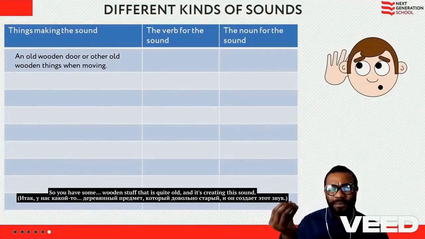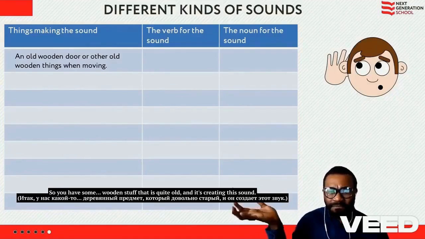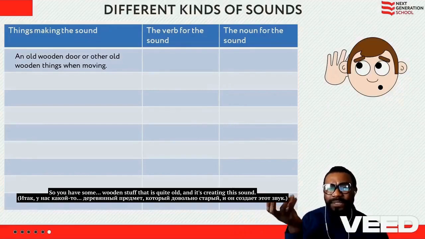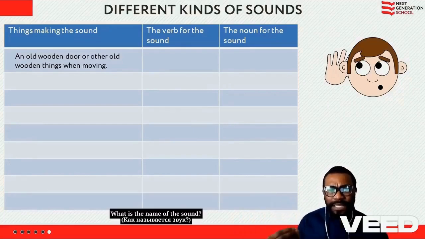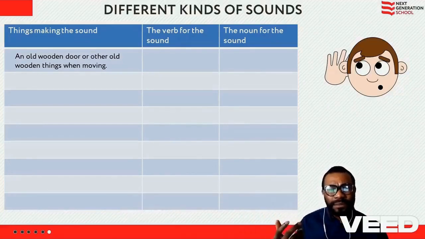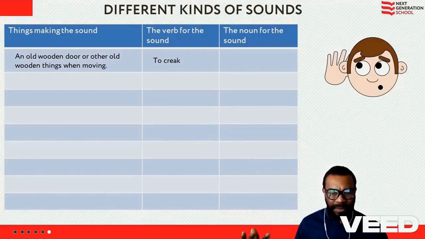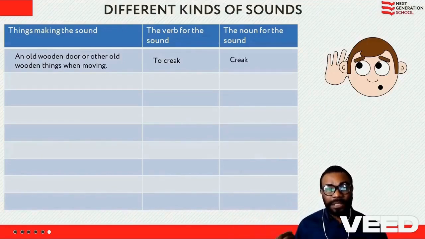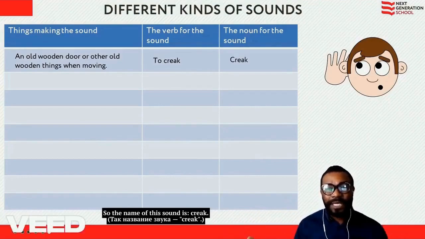That is slurp. And the next, an old wooden door or other old wooden things when moving. So you have some wooden stuff that is quite old and it's creating this sound. What's the verb? It's to creak, right? And of course the noun is just creak. So the name of this sound is creak. Let's listen.